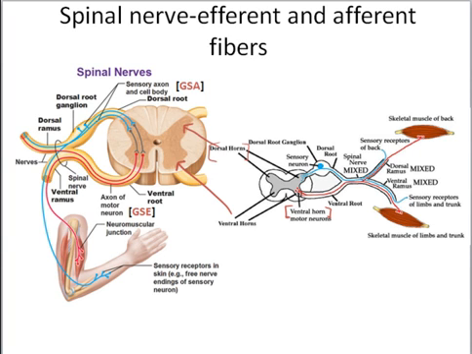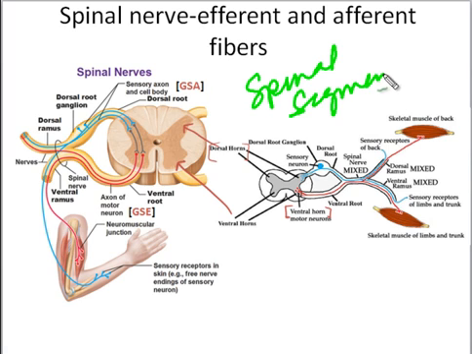Now each spinal nerve is attached on either side, because you have pairs of spinal nerves. It is attached to the spinal cord at a level, and that level is known as the spinal segment. So this is one spinal segment. Okay, so arbitrarily we divide the spinal cord into 31 segments because there are 31 spinal nerves.